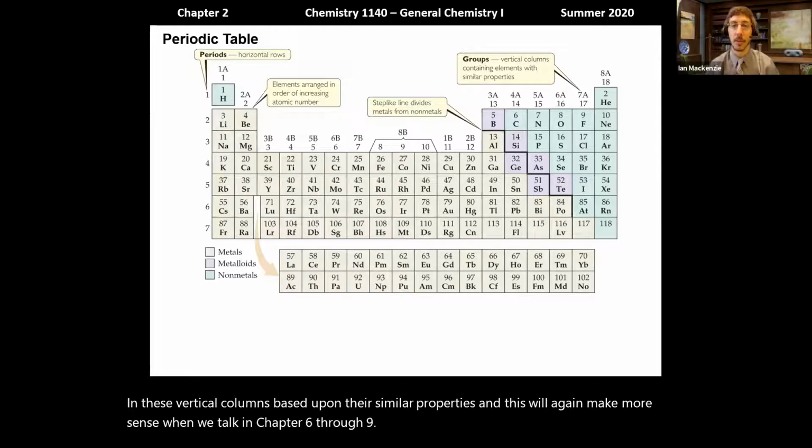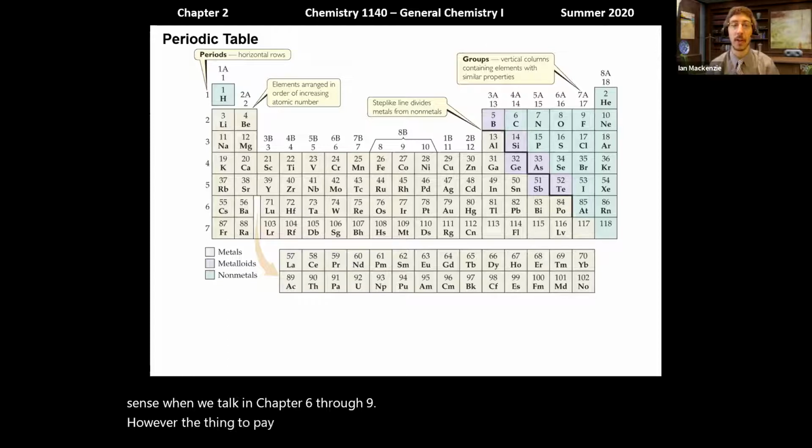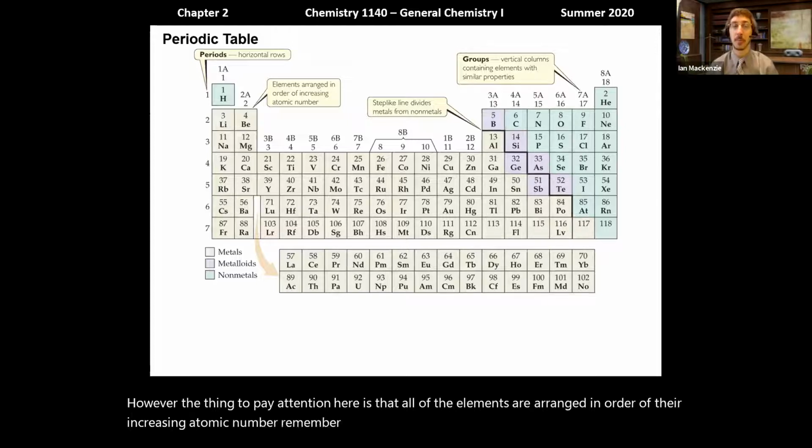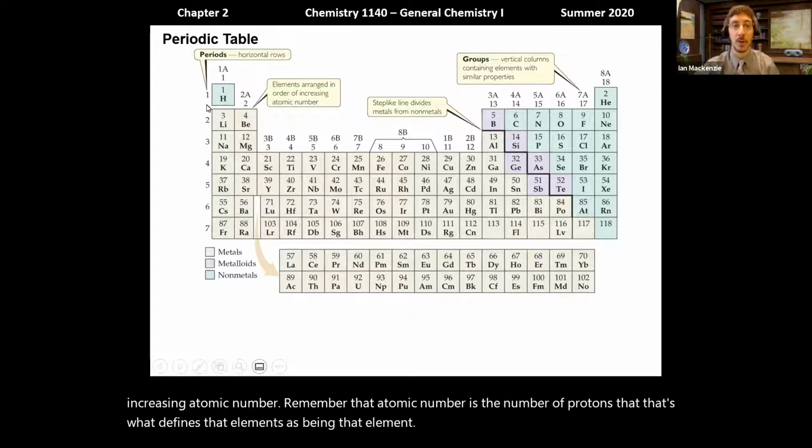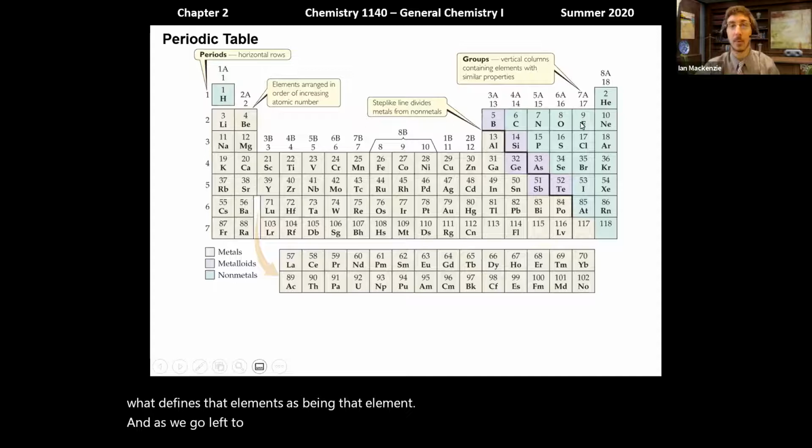However, the thing to pay attention to here is that all of the elements are arranged in order of their increasing atomic number. Remember that atomic number is the number of protons. That's what defines that element as being that element. And as we go left to right across the periodic table, all of the elements are arranged in increasing order of atomic number.